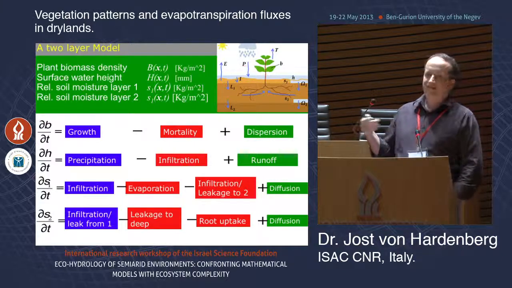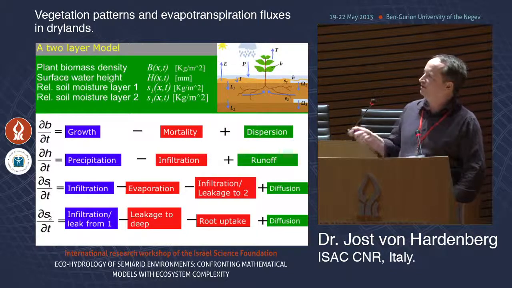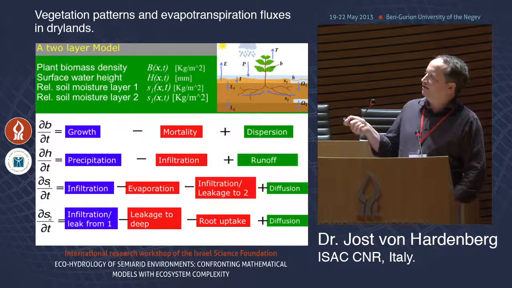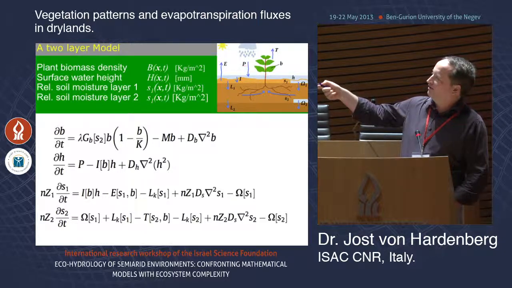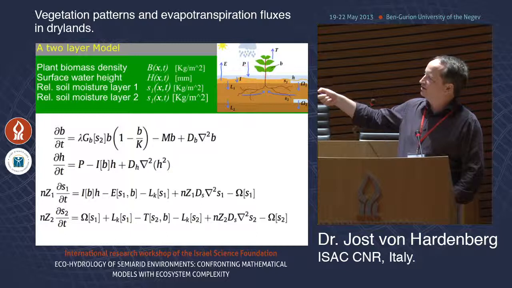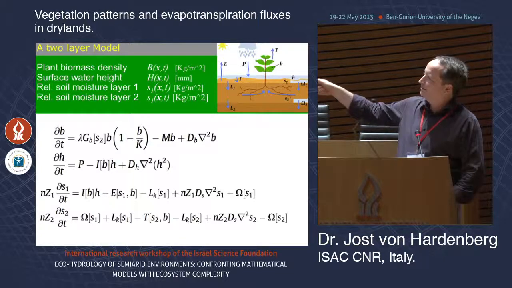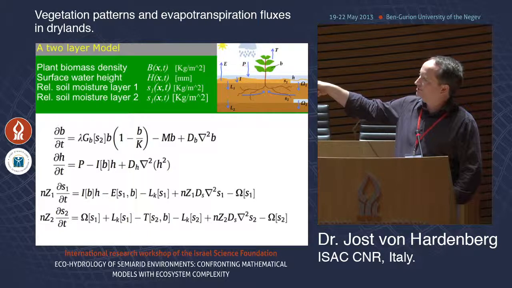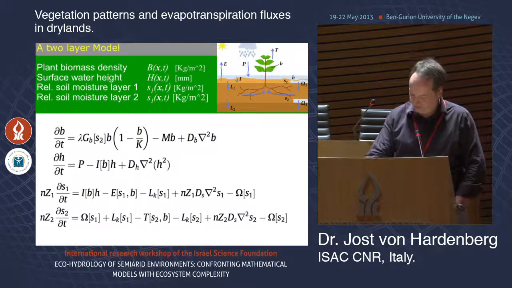It has basically all the elements which we are accustomed to. So we have a biomass equation, we have a land surface runoff variable, and now we have two variables for soil moisture. The evaporation occurs only from the first one. And as I said, we have an infiltration term and a leakage term from the first layer to the second one, which becomes a source term for the second soil layer, from which the root uptake occurs.